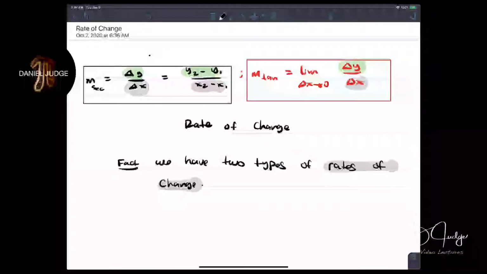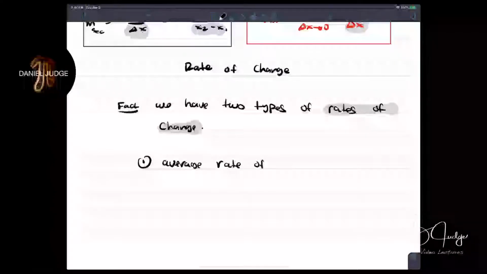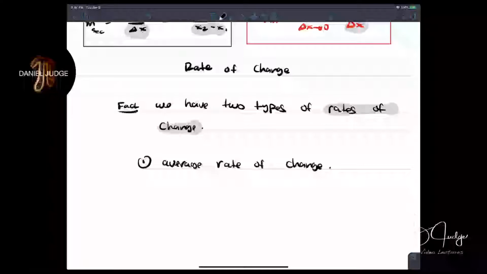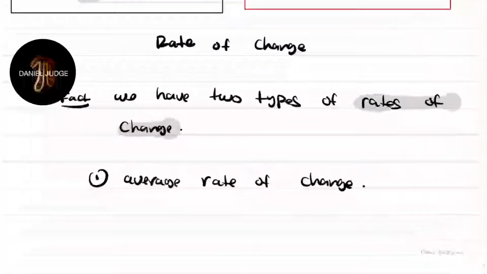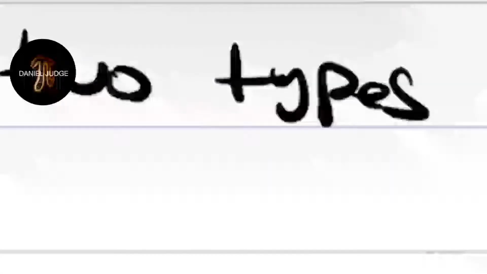Well, the first type is, I'm going to say, you have what's called an average rate of change. Okay, so we have an average rate of change here. And you might say, which one's the average rate of change? Well, I'm going to write this down so you guys know. Think of this as m secant. That's the average rate of change.